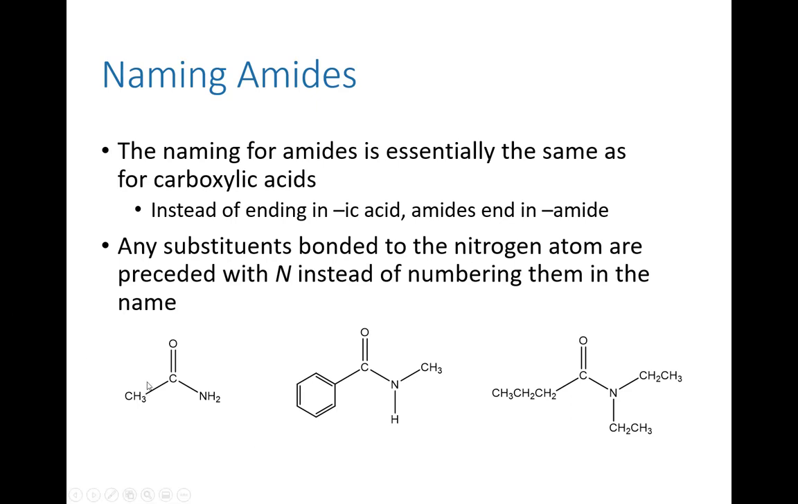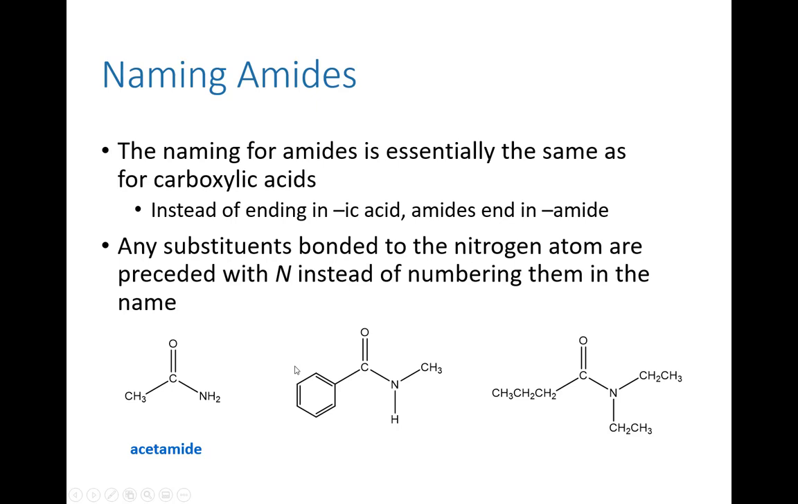Okay, so it's best as always to look at the acid that this would have come from. So when we look at this one here, if this was OH, this would have been acetic acid, right? So we change the ending from -ic acid to -amide. This is just acetamide.